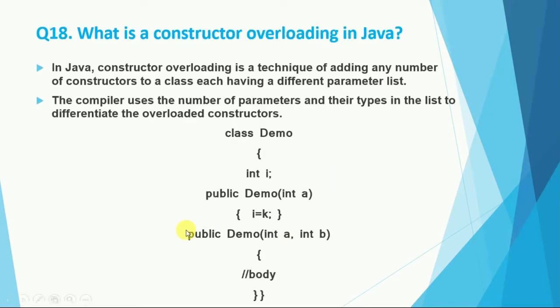so next is, what is constructor overloading in Java? There is method overloading, but there is also constructor overloading. Constructor overloading is a technique of adding any number of constructors to a class, each having a different parameter list. So we have a class named Demo and we have constructors of Demo, so there are two constructors. Just the same as method overloading, we can also implement constructor overloading, each having a different parameter list. The compiler uses the number of parameters and their types in the list to differentiate the overloaded constructors. Okay, so I hope you understood.